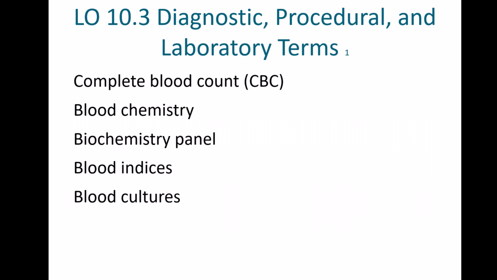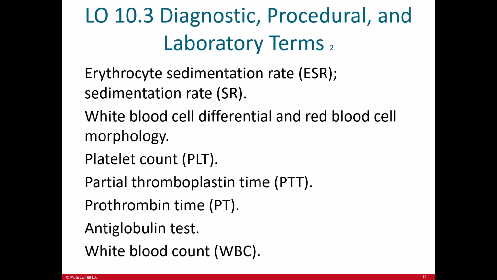Here you will see that a CBC means complete blood count. We have blood chemistry, biochemistry panel, blood indices, and blood cultures. You'll see erythrosedimentation rate, which we'll also see as ESR in the charts. Sedimentation rate, which is just SR. Then we have white blood cell differential and red blood cell morphology. We have platelet count, PLT. Then we have partial thromboplastin time, which is the PTT. That's how long it takes for your blood to coagulate.